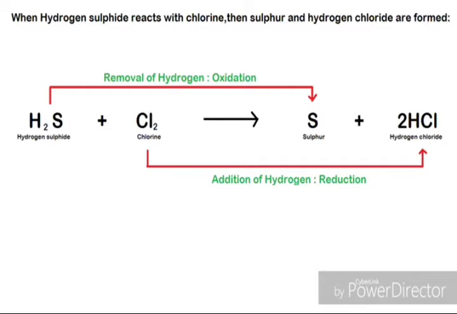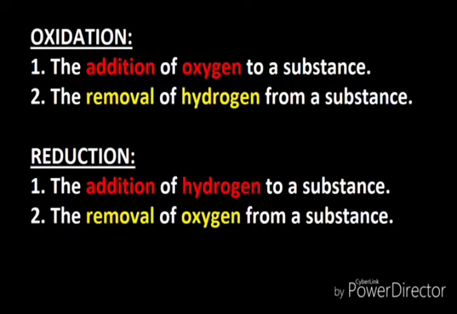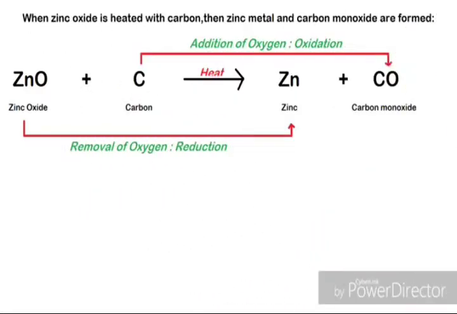Okay, now I hope that you understood what is oxidation and what is reduction. So the addition of oxygen or removal of hydrogen, that is called oxidation. Either addition of hydrogen or removal of oxygen is called reduction. Okay, now let's see the next example.